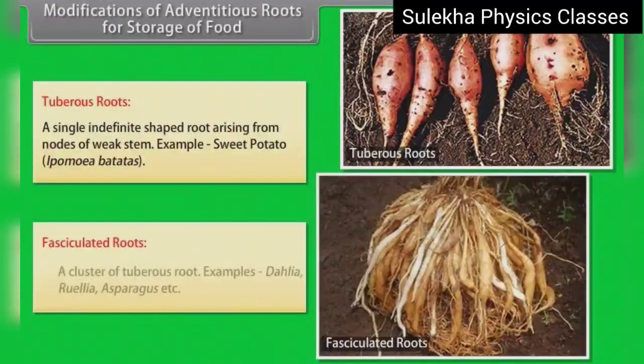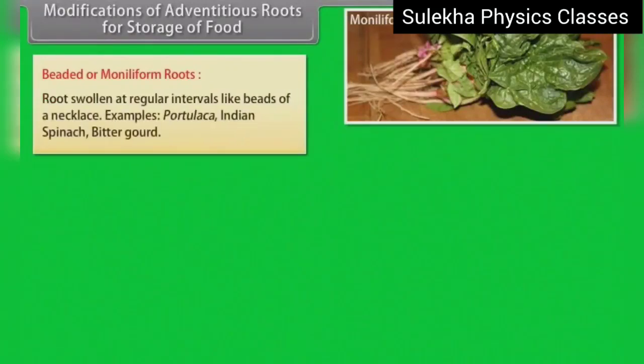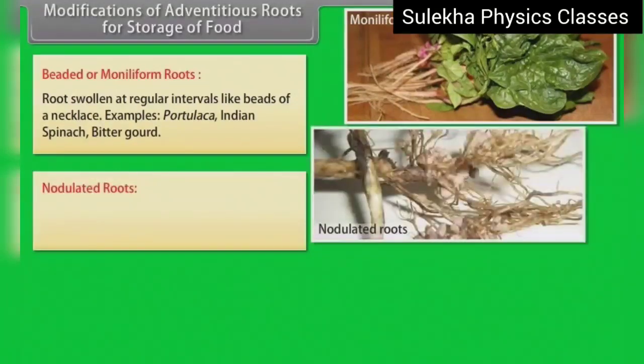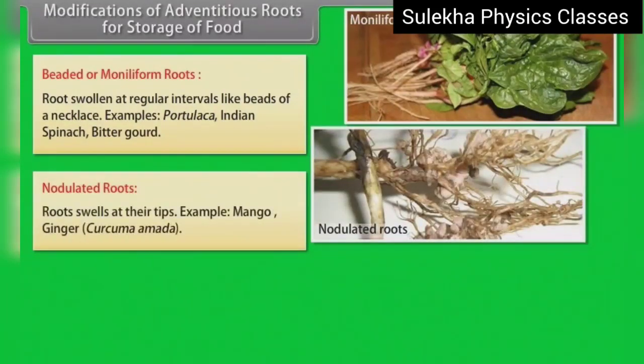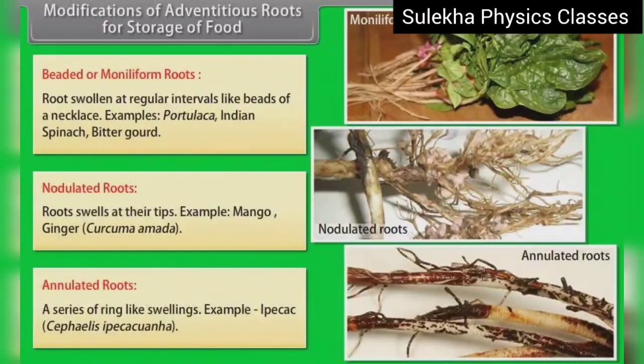Fasciculated roots: a cluster of tuberous roots. Examples, dahlia, Zeolia, asparagus, etc. Beaded or moniliform roots: roots swollen at regular intervals like beads of a necklace. Examples, Portulaca, Indian spinach, bitter gourd. Nodulated roots: roots swell at their tips. Example, mango, ginger. Annellated roots: a series of ring-like swellings. Example, ipecac.